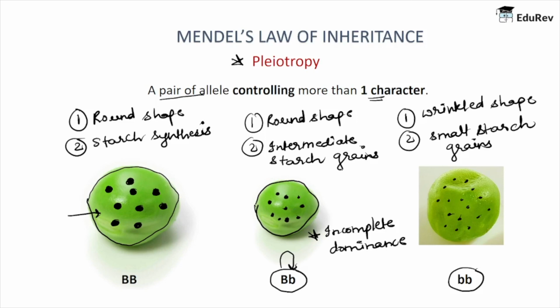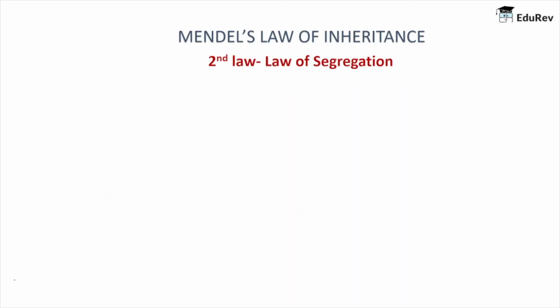Got it? And the two characters we have studied in all three conditions is what is pleiotropy, because they are all controlled by a single pair of alleles. Let us now start with the second law of inheritance, that is the law of segregation. Now what do you mean by segregation? Segregation simply means to divide.